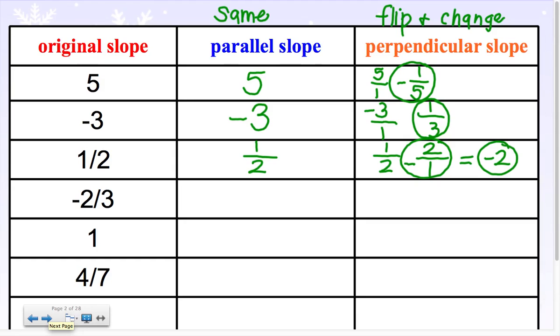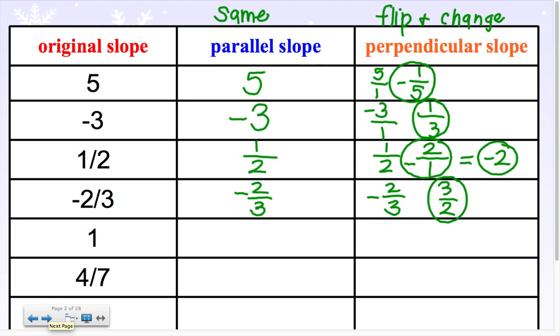Negative 2/3: a line parallel to it would be the same, so it would also have a slope of negative 2/3. If I flip it and take the reciprocal, I'd have negative 3 over 2. But then remember, I also have to change the sign. The original one was negative, so my new slope has to be positive.